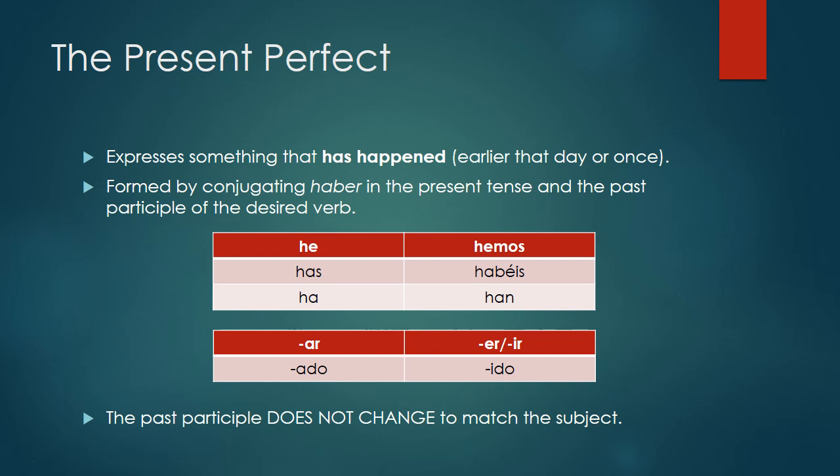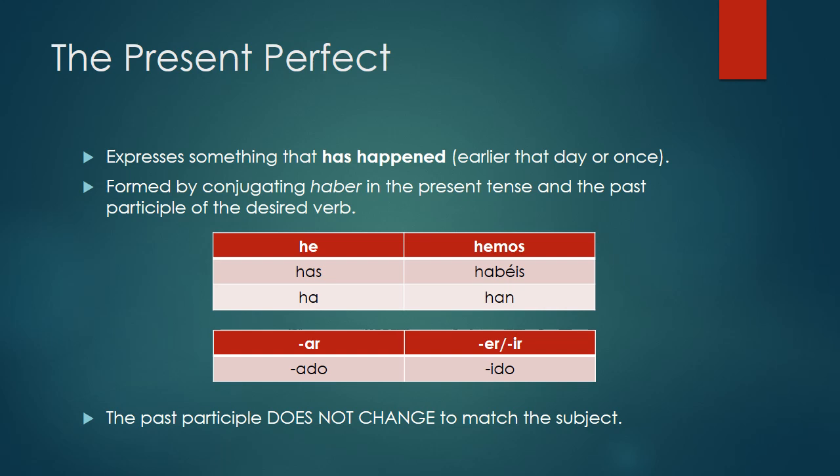The present perfect expresses something that has happened in the past. Usually it's for something that happened earlier that day or for something that's only happened once. To make the present perfect, you conjugate haber in the present tense and you include the past participle of whatever verb you want. The conjugations of haber in the present tense are he, has, ha, hemos, habéis, han.